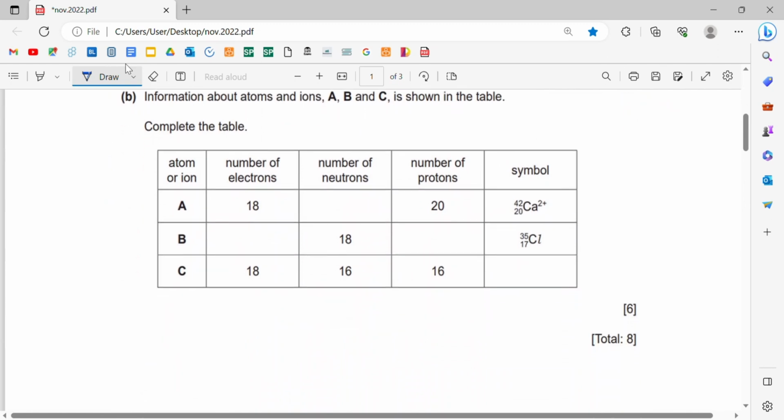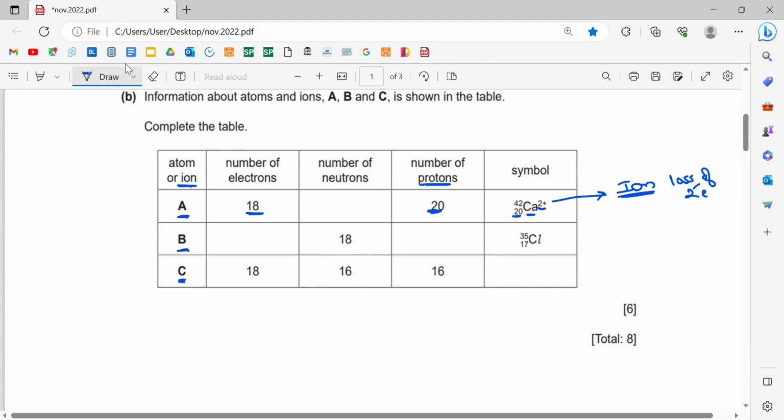Information about atoms and ions A, B, and C is shown in the table. Complete the table. Atom or ion A, B, and C. The number of electrons in atom or ion A is 18. Number of neutrons, we have to find it. The number of protons is equal to 20, and here it's given the symbol with the proton number and the mass number. So we have here an ion of calcium. 2 positive charge means loss of 2 electrons. So here 42 and 20. So 20 is the proton number.